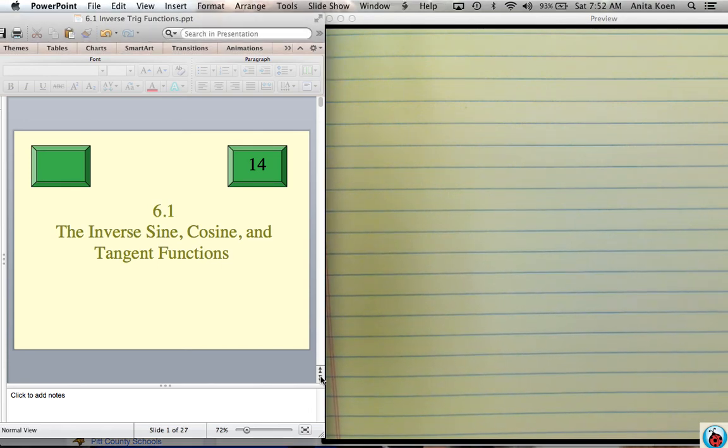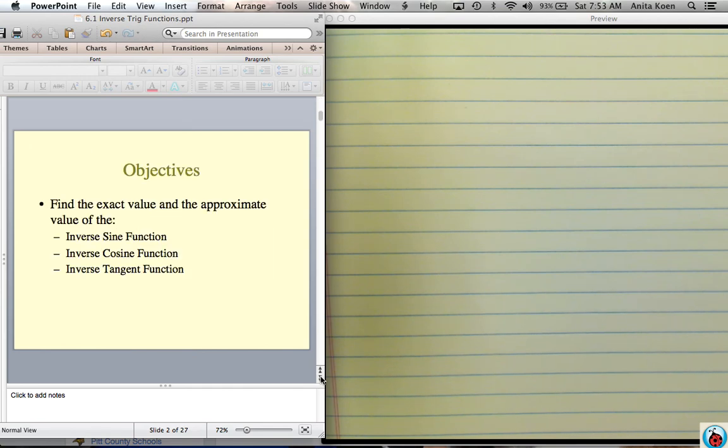Hi guys, today's lesson is on the inverse sine, cosine, and tangent function. This should be log page 14 in your logbook. Log page 13 should be notes on the Patrick JMT video that you watched on the inverse functions, the basics. Our objectives for today are to find the exact value and the approximate value of the inverse sine function, the inverse cosine function, and the inverse tangent function.